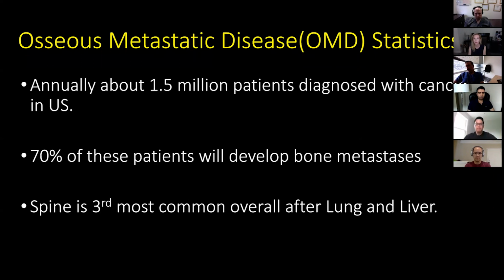So overall, if we talk about osseous metastatic disease, about 1.5 million patients develop cancer in this country, and 70% of these patients will develop osseous metastatic disease at some point during their disease process. And fortunately, only about 10% of these patients will present with significant pain or epidural disease or spinal cord compression that acute intervention needs to be done. The vast majority of these patients are perhaps managed conservatively with analgesia.